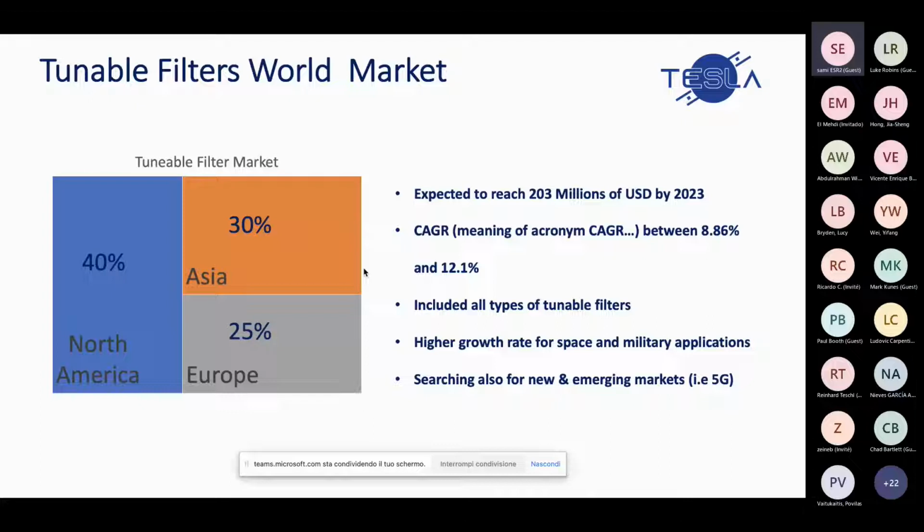Most of the market is in North America with 40%, Asia with 30%, and Europe with 25%. This data includes the whole world of tunable filters, so the various applications. The growth is expected to be on average higher for space and defense applications.